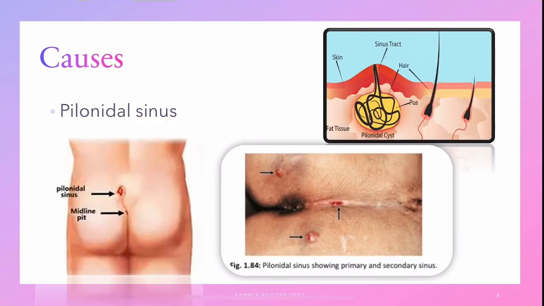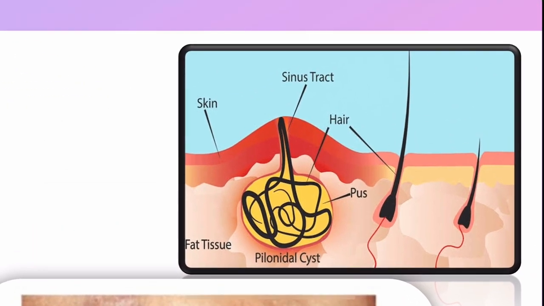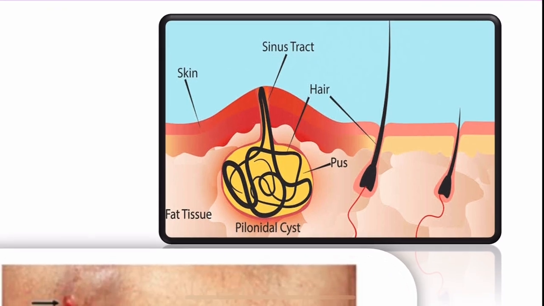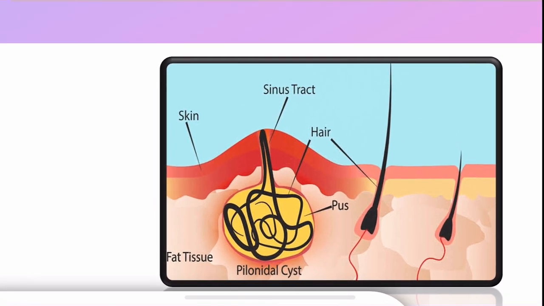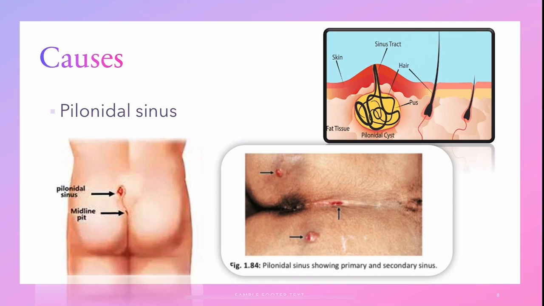Moving on to the next cause, we have pilonidal sinus. What is this pilonidal sinus? Pilonidal sinus is a small hole or it's just a small tunnel in the skin at the top of the buttocks, okay? So here you can see in the picture very clearly a pilonidal sinus showing the primary and secondary sinuses here, okay? So what happens? Basically a cyst is formed which is later on leading to the sinus tract for the fluid, for the discharges to come out, okay? It forms a sinus.